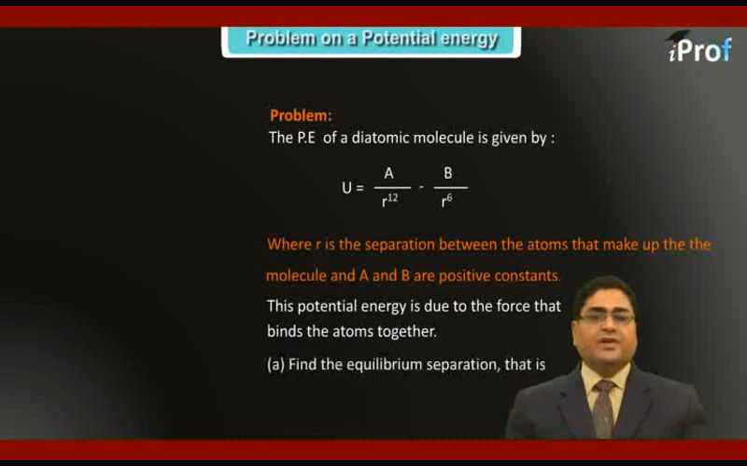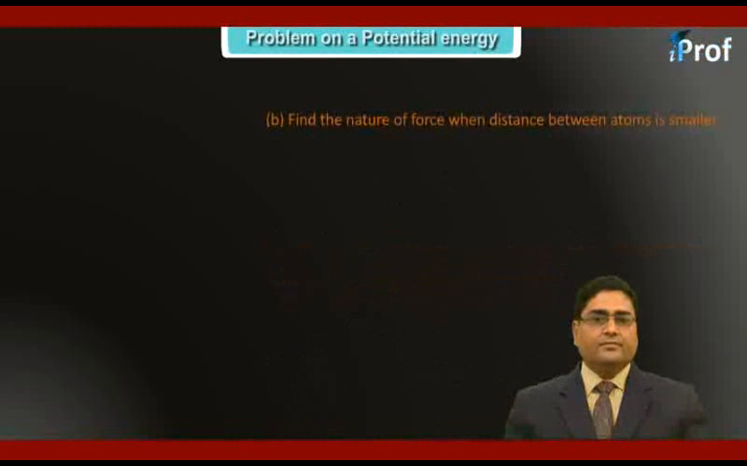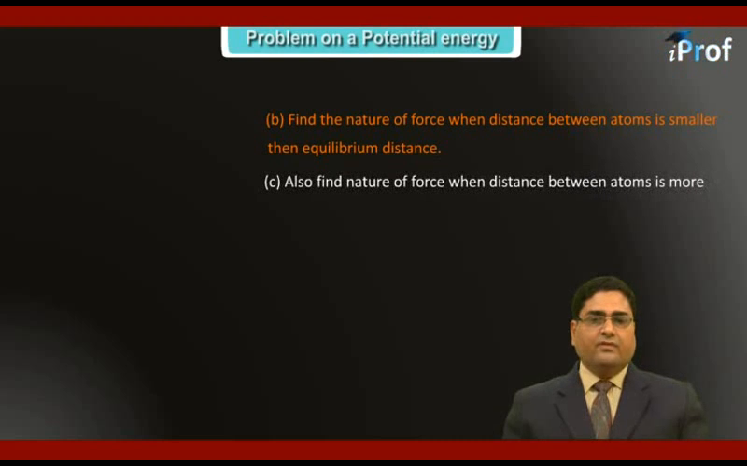Find the equilibrium separation, that is, the distance between the atoms at which the force on each atom is 0. Also find the nature of force when the distance between atoms is smaller than the equilibrium distance. Also find the nature of force when the distance between atoms is more than the equilibrium separation.